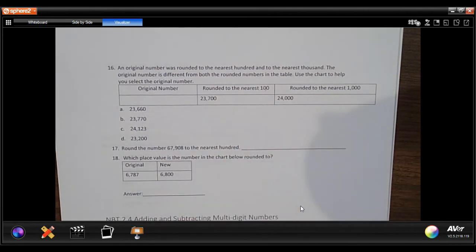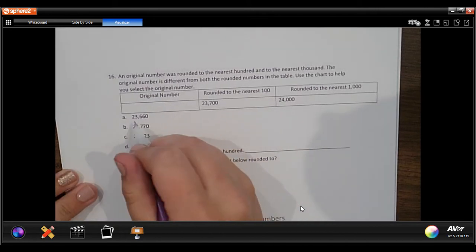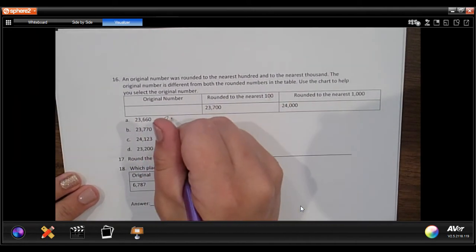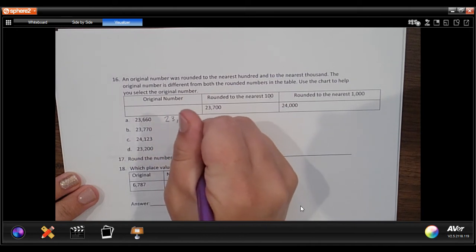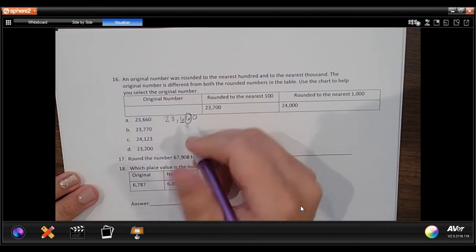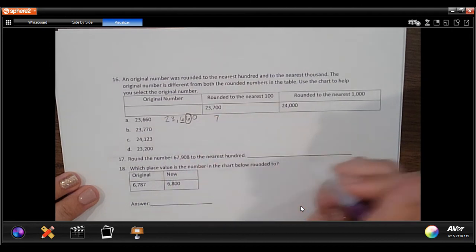So now I'm going to go through it and round all of these to the nearest hundred and to the nearest thousand to see which ones I get these two answers for. I'm going to start with A, 23,660. I'm going to first round it to the nearest hundred. I'm going to underline the hundreds place. I'm going to circle the place to the right. The place to the right is a 6, so that's from 5 to 9. So the 6 is going to climb the vine and become 7.